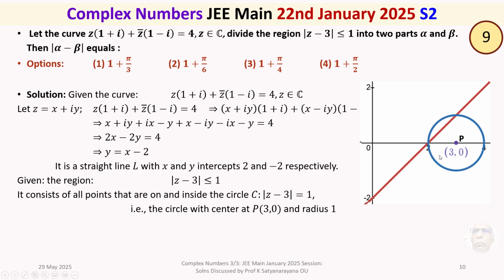Now L intersects C at this point A (2, 0) and at B (3, 1). At A (2, 0), at B (3, 1). Agreed. We continue the discussion in the next slide.